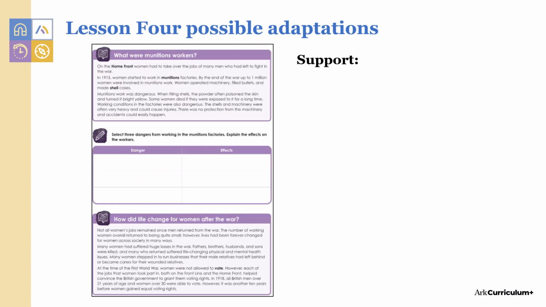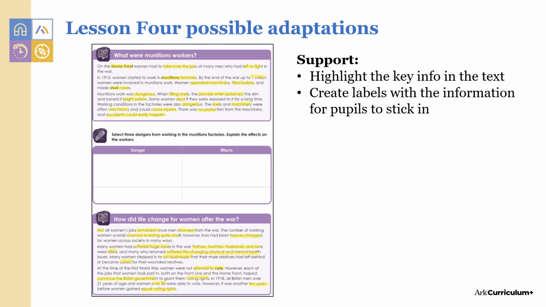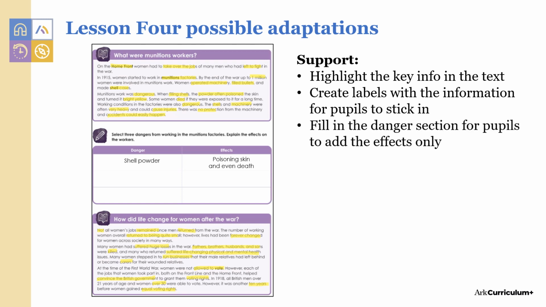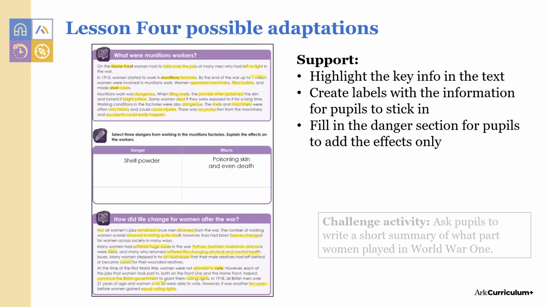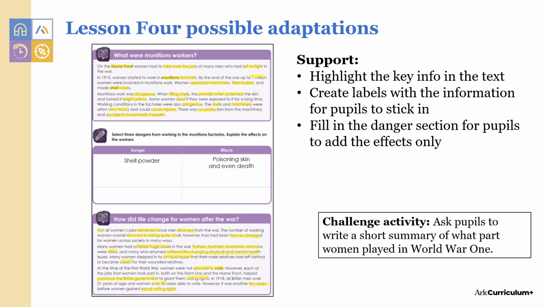To support pupils in Lesson 4, you can highlight the key information in the text again, and you can create labels with the information for pupils to stick in. You could also fill in the danger section for pupils to add the effects only. Challenge pupils by asking them to write a short summary of what part women played in World War I.